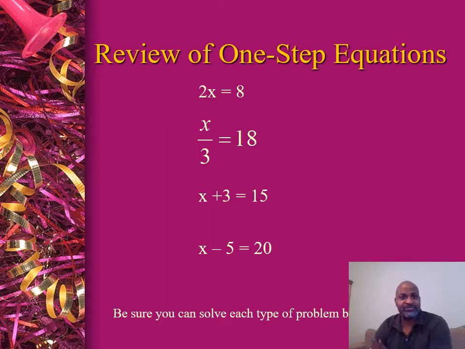X plus 3 is equal to 15. Subtract 3 from both sides. The answer is 12. X is 12. And on x minus 5 equals 20, add 5 to both sides. X is equal to 25. So we want to make sure we understand those.